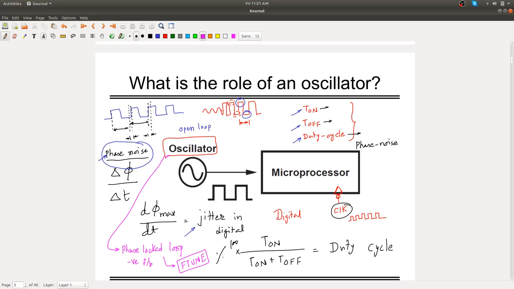But the oscillator is in open loop, it's not going to be used standalone. Just to have this square wave, we need one more thing, which is phase lock loop, when we keep the oscillator in feedback. So right now we are studying only the oscillator in open loop.